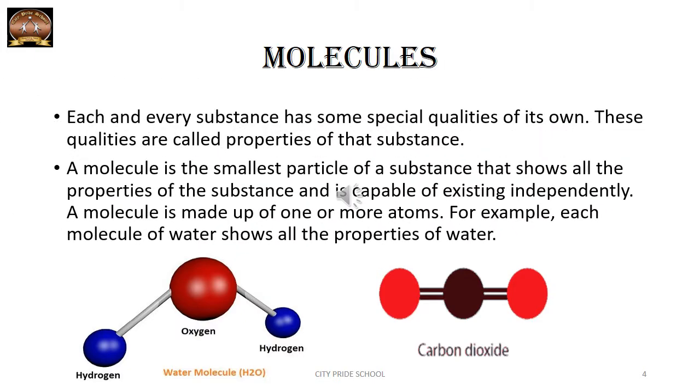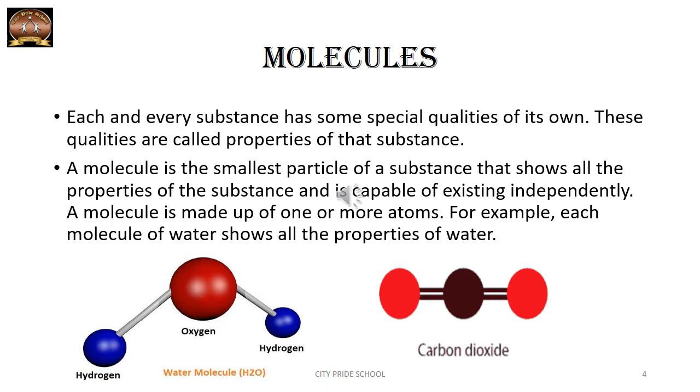Now, we have seen that all the substances around us are made up of matter, and matter is made up of very tiny particles, that is atoms or molecules. Atom is the smallest indivisible particle of matter, and basically all the substances which are around us possess some special qualities of their own, which are called properties of those substances. All these substances around us we can identify because they have some properties of their own.